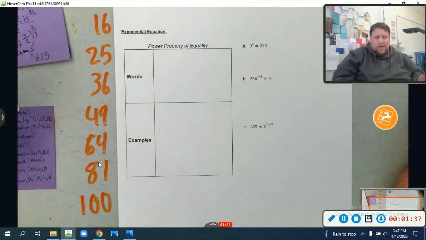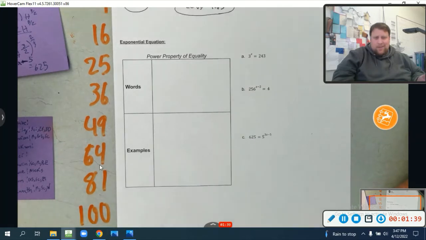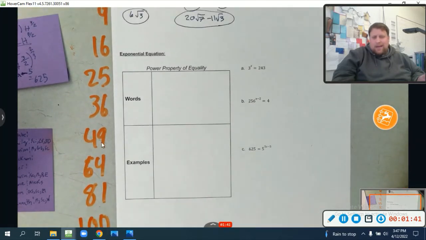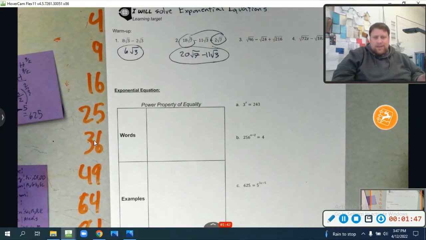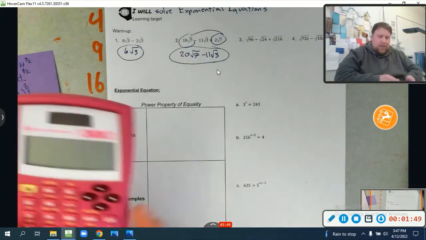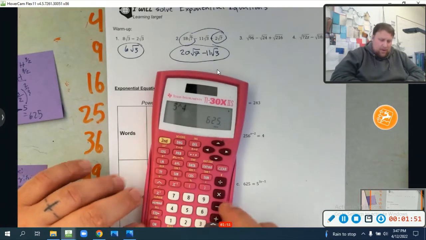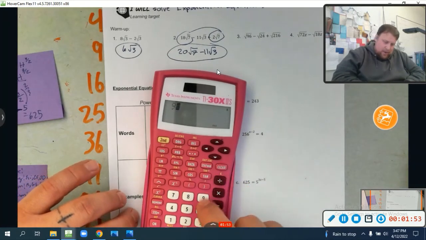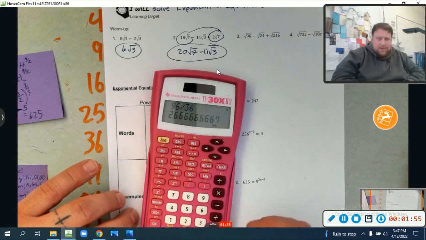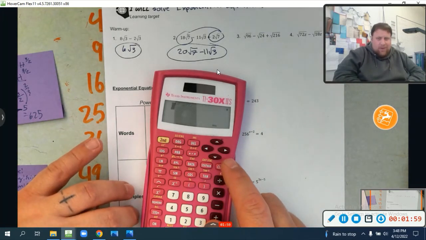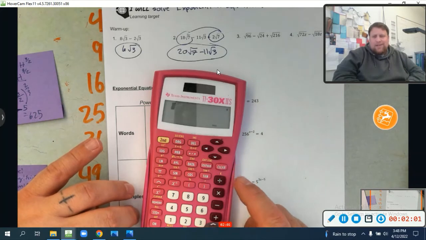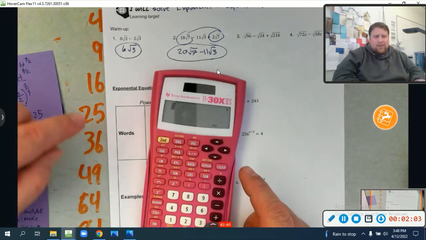Well, 81 is not going to go into 96 evenly. Neither is 64. 49 times 2 is what? 98, so that's not going to work. 36, does 36 go into 96? I don't think so, but I can just grab my calculator out. 96 divided by 36. No, that has a decimal. Okay. So let's try 25. No, 25 is not going to go into it. It'd have to end in 0 or 5, and that doesn't. So I'm going to try 16.